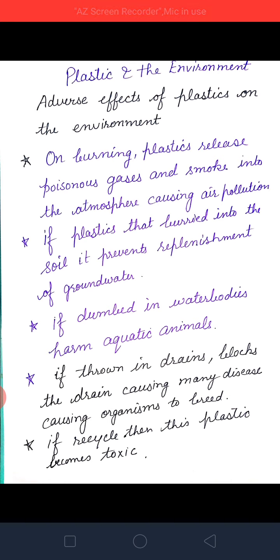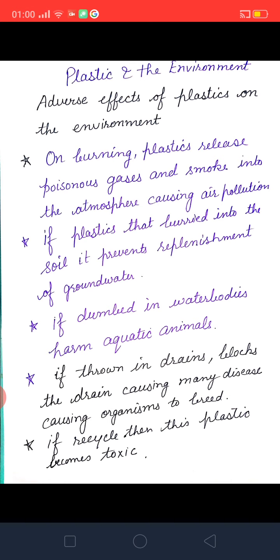But you see, on burning, what will happen? On burning, plastic releases too many poisonous gases and smoke into the atmosphere, which will lead to air pollution. Then what can we do to avoid air pollution? If we bury the plastic in the soil, then what will happen? If rain comes, this plastic does not allow the rainwater to seep into the soil. If the rainwater does not seep into the soil, it will prevent the replenishment of the groundwater. The groundwater level will be less.